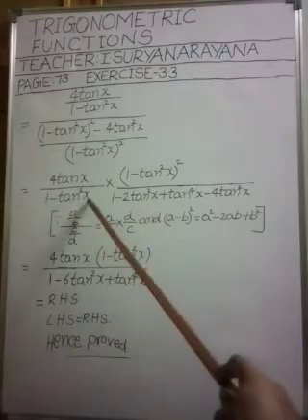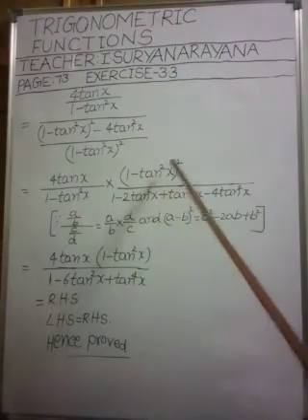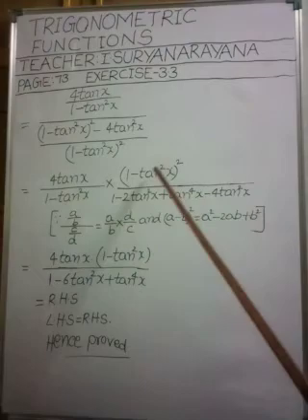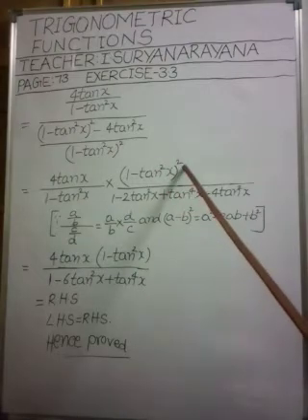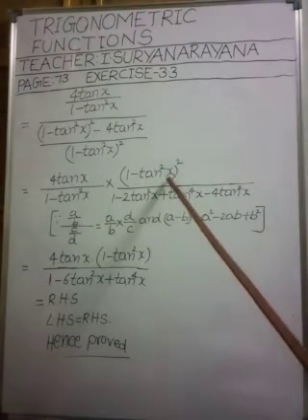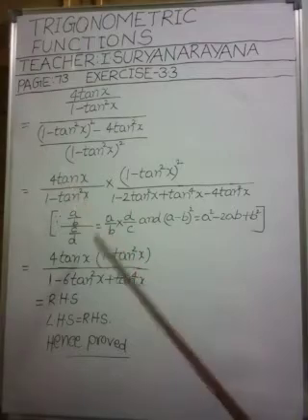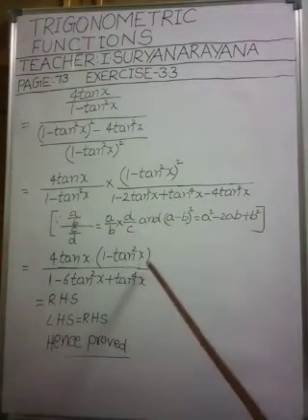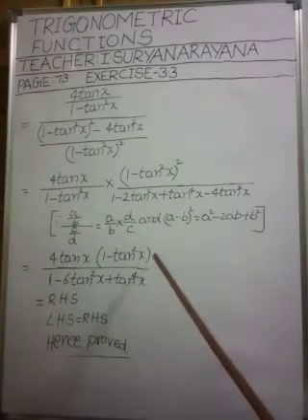Here 1 minus tan square x, the whole square, is there. One factor will be cancelled, so only one factor will be left. So 4 tan x into 1 minus tan square x. Understood the numerator, my dear children?